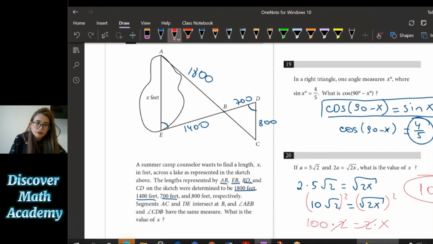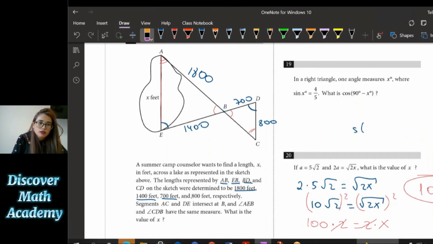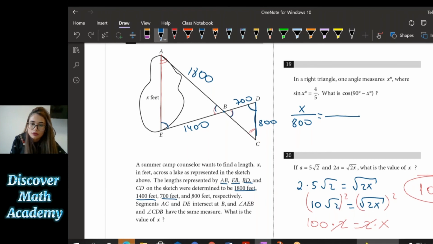It's a similarity question. I need this one. If angles AEB and BDC have the same measure, it means that you already know they have equal angles, and they will also. Okay, so what will I do? I'm gonna erase this one. I need x to find x. Let's write x to what? 800, because it's similarity. The angles are equal and the ratio of sides will be equal.